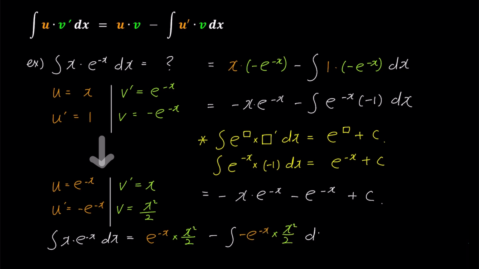squared over 2 dx, which is more complex than the original integral because the integrand in the second part has a higher degree than the original x term. In other words, choosing a combination of u and v prime that results in a higher degree term than the original integrand will only make the integration more difficult.